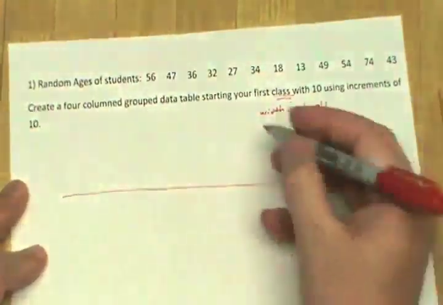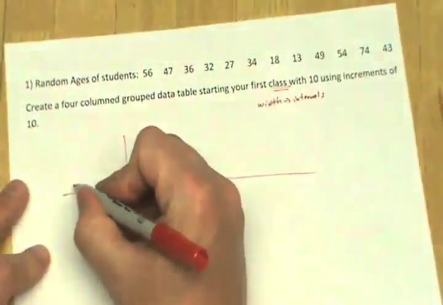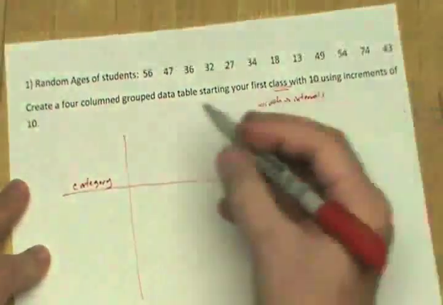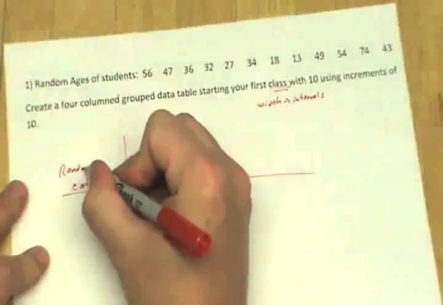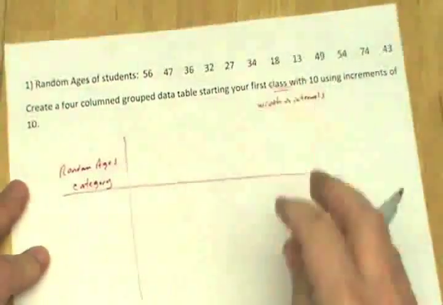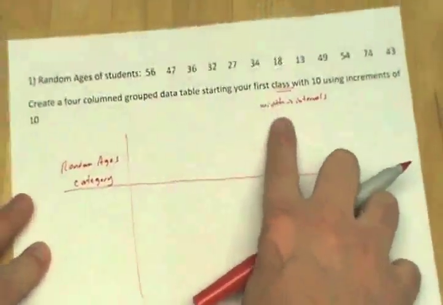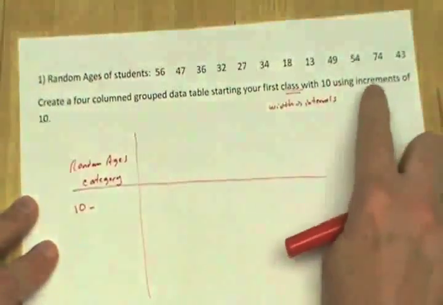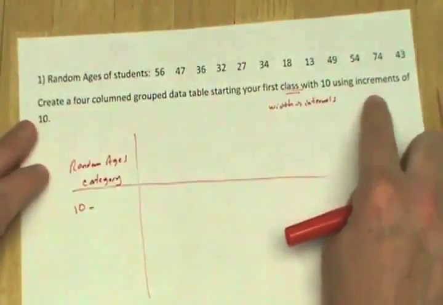Here we go. So the first column is always simply called your general category column. You can label it if you want, like in this particular case, it's going to be random ages. And what they're doing is they want to start our first class with 10. So we're just going to start with 10. Now the problem we have to worry about is making sure that you get the increments right. So we want to go up in increments of 10.